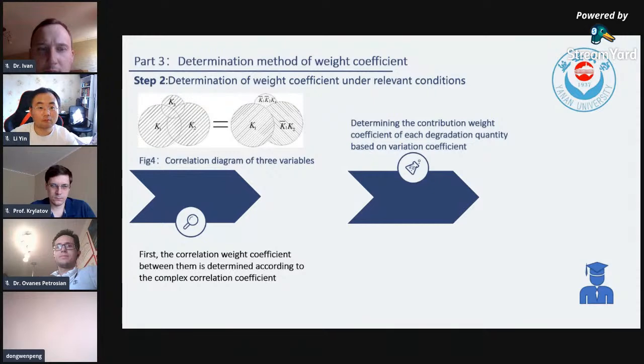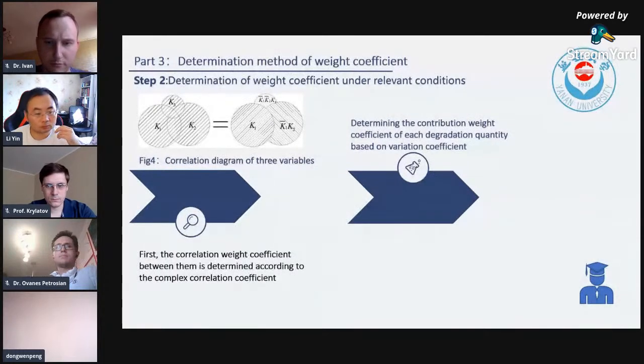Then the contribution coefficient of each degradation quantity is determined based on the slope computation, which reflects the contribution of each degradation quantity to the overall stability of the product. The weight coefficient of each degradation quantity is obtained by the product of the correlation coefficient and the contribution coefficient. The final weight coefficient is obtained by normalization.